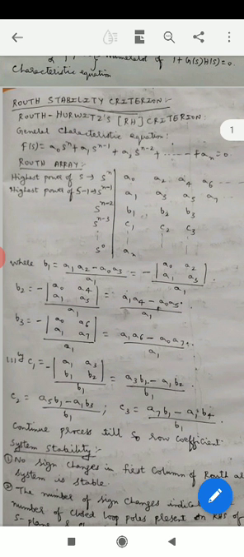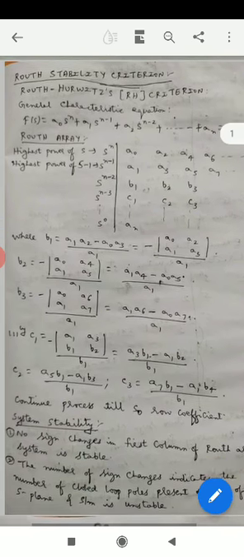If you take the next row, what will it be? D1, D2, D3. So for D1, D2, D3, what do you have to take? The previous two rows, that is B1, B2, B3 and C1, C2, C3, should be taken as a reference. Continue the process till you reach the lowest power of S, that is S power 0.